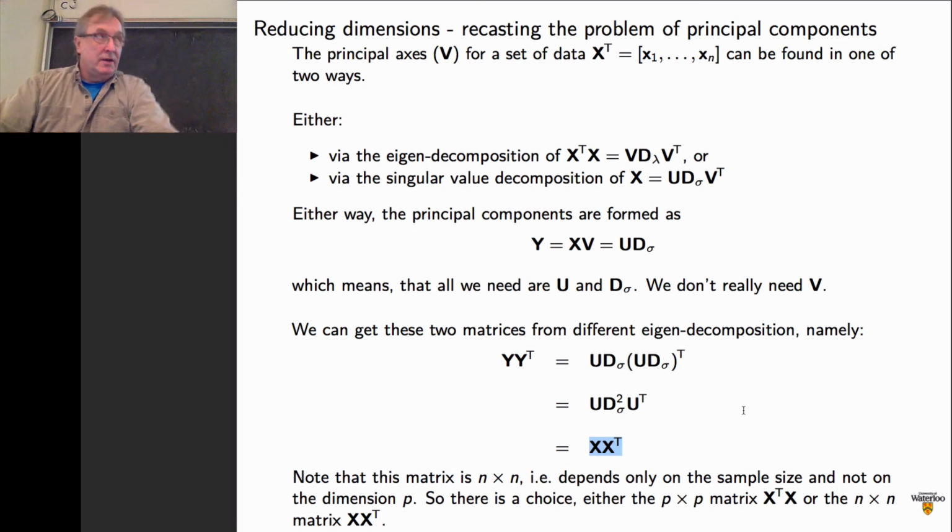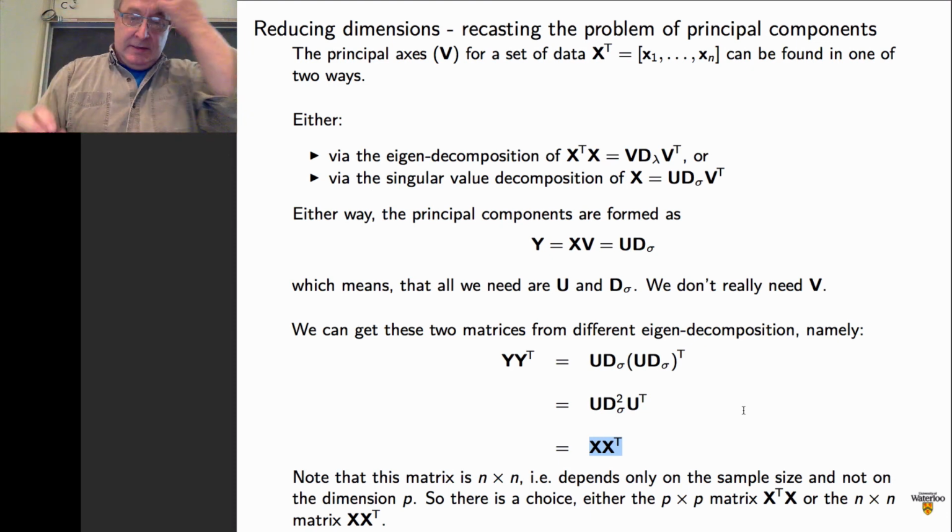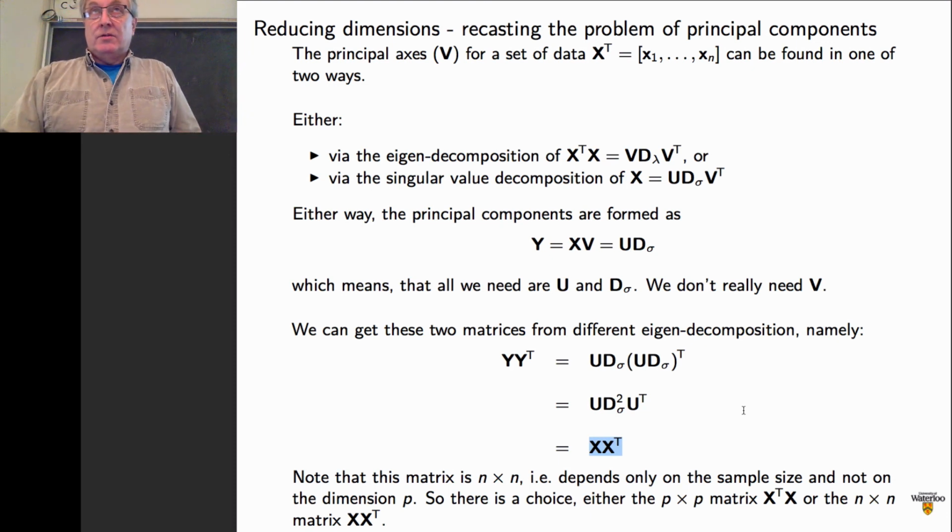So I've got a choice. I can work with X transpose X, or XX transpose. Okay? Everybody see that? So the thing to note is that these things have different dimensions. If X is n by p, right, then X transpose X is p by p, and XX transpose is n by n. So depending on the relative size of p and n, one of those matrices may be much larger than the other. Right?